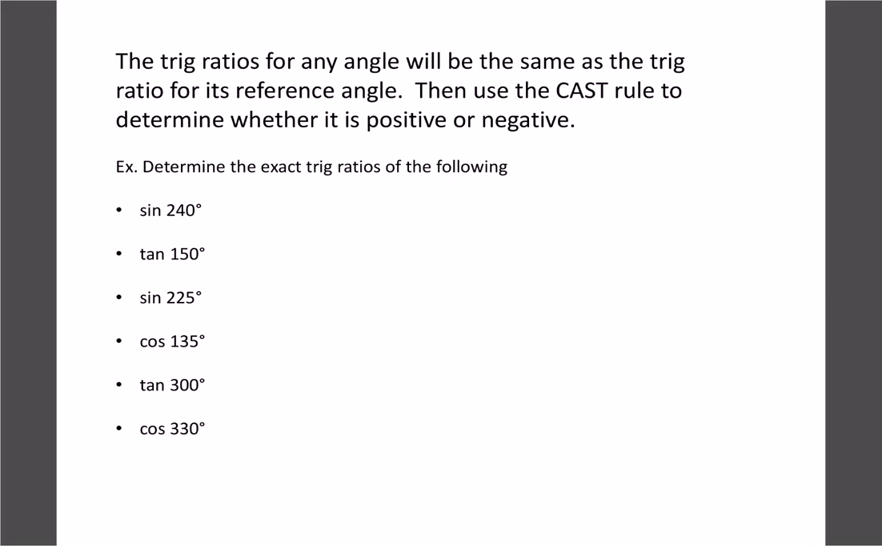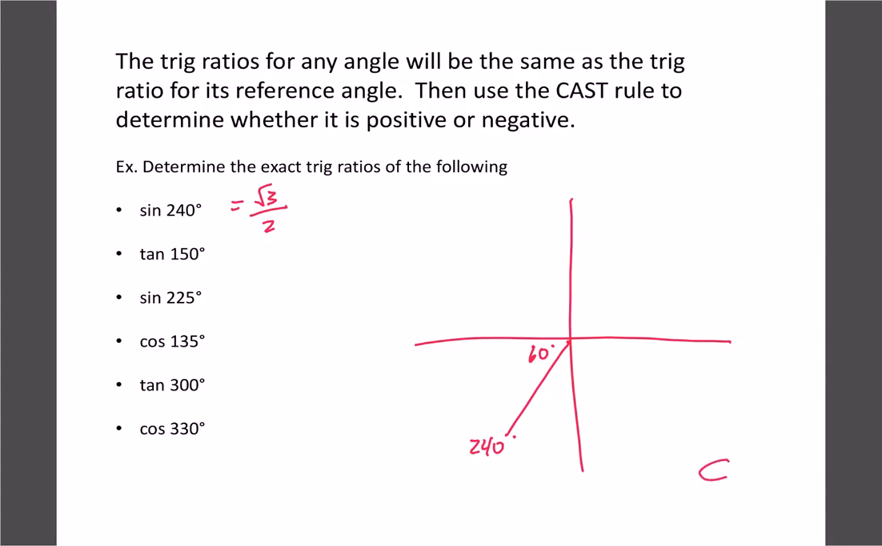So let's do a few more. These are like the ones we did earlier. Let's see if we can actually figure out the exact ratio. So 240, sine of 240 would be 180 plus 60. So we know we have a reference angle of 60. Sine of 60 is root 3 over 2, if you look at your special angle list, and because we're in the T quadrant, that means sine would be negative. So negative root 3 over 2 should be our correct answer for that one.